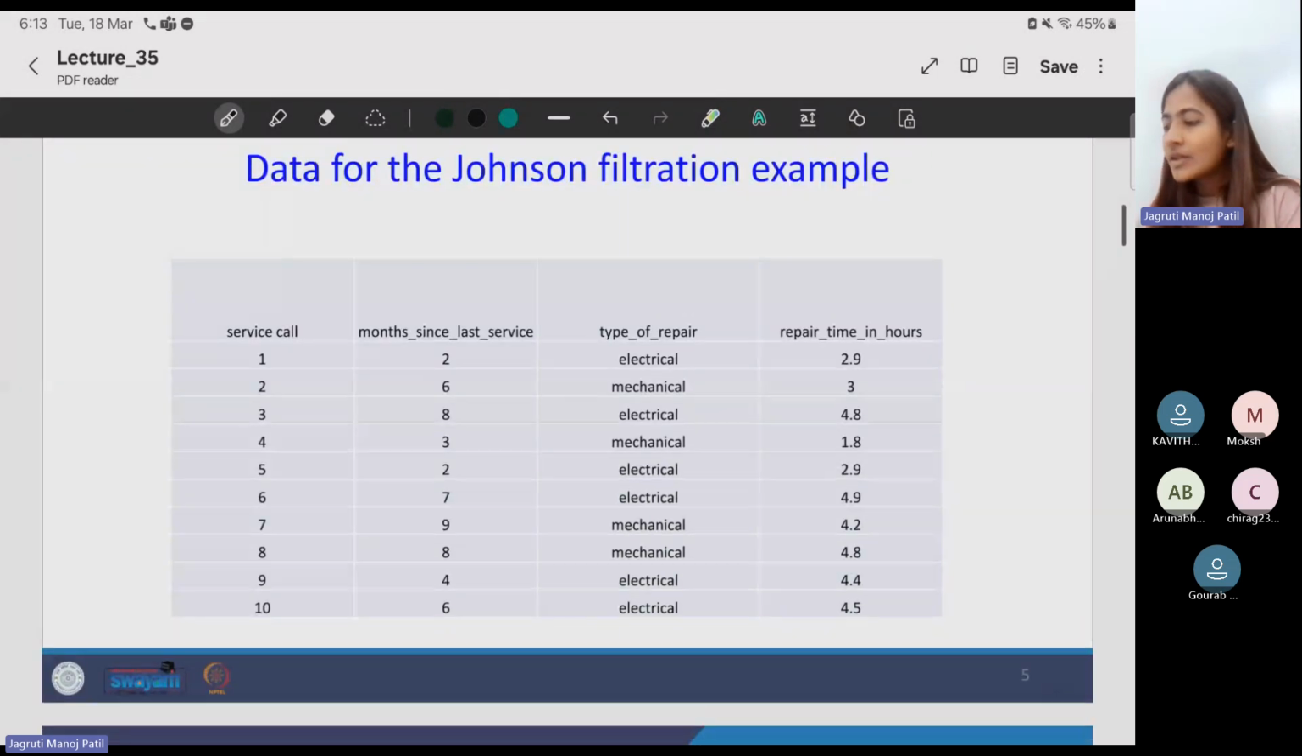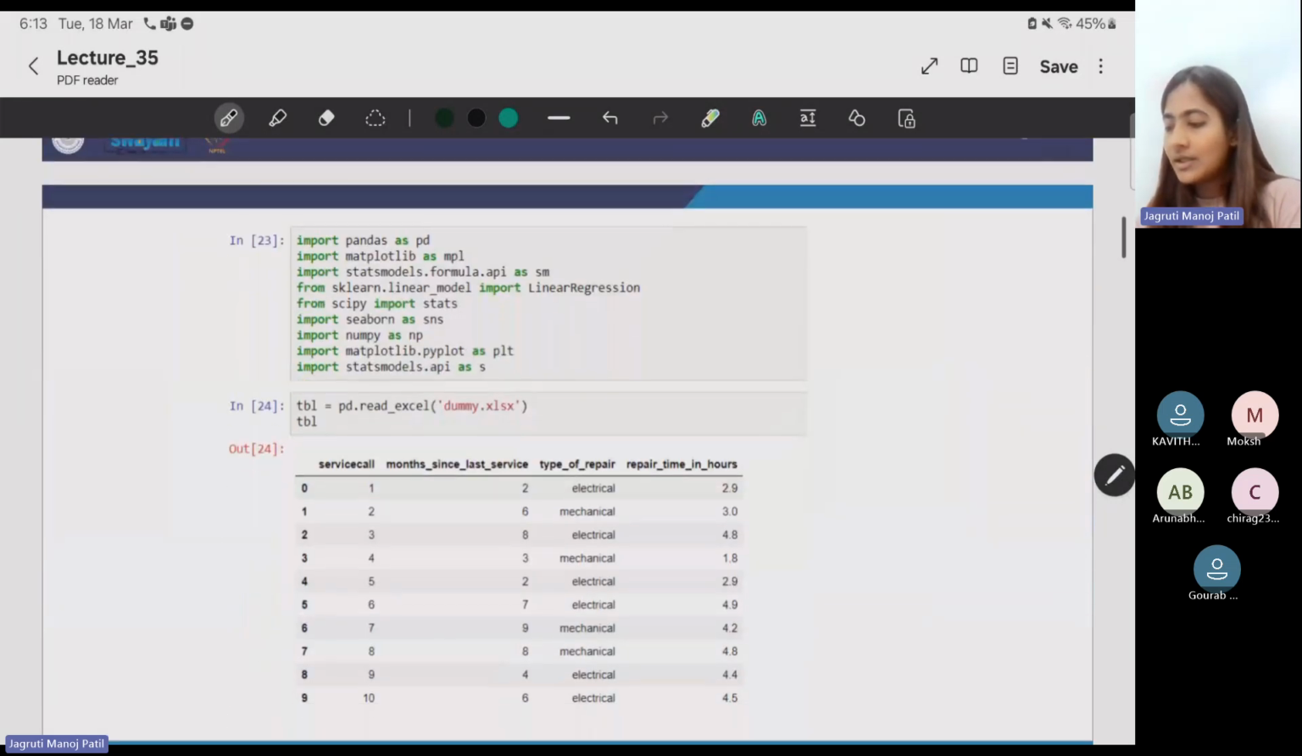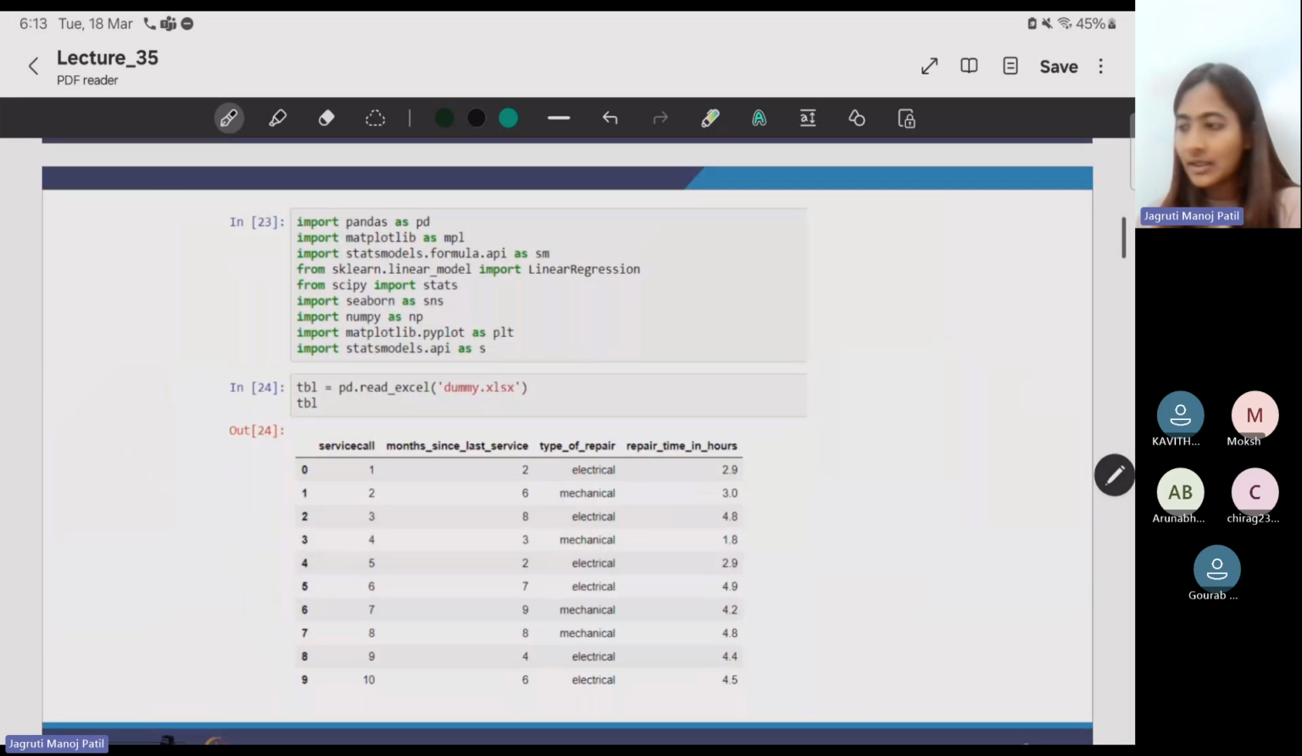Here they divided it: this is our service call, this is my last month, this is my type of service, and the repair time in hours. Let's read the table here. Same as all the libraries that we have seen till now, we need pandas, we need matplotlib, and we need statsmodels to do regression and all those analyses, or even OLS.